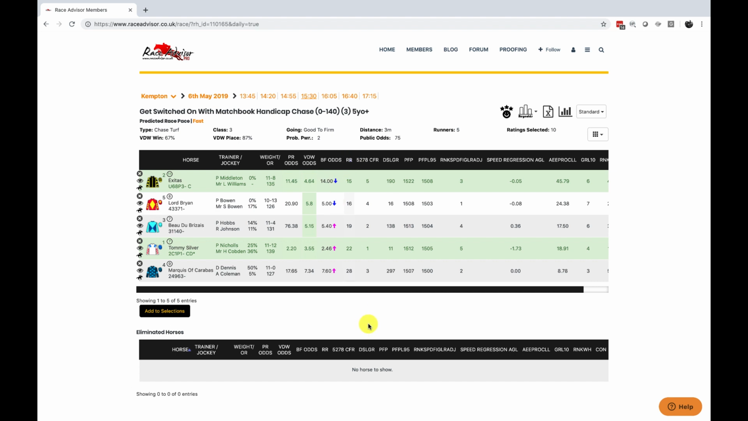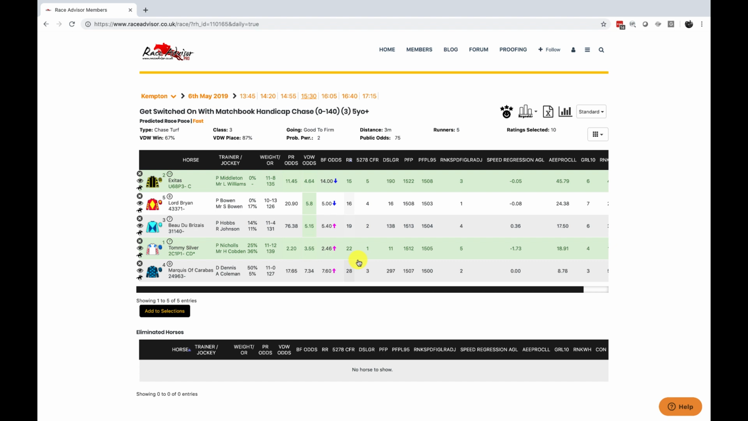Now I'm going to sort by the RR column and see where our horses stand. And this gives us a very different picture. Exitus is now at the top, and Tommy Silver has moved quite a way down, which isn't what we were going to expect. So that is quite interesting, and the RR column gives us a quick overview of all of the factors on our race card.